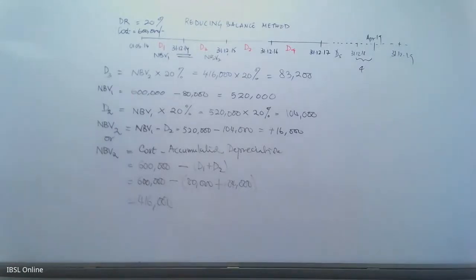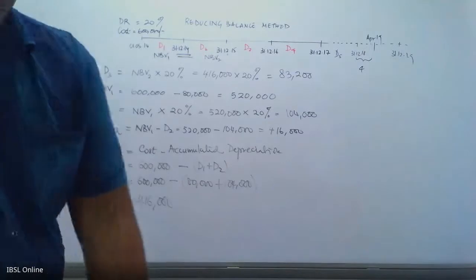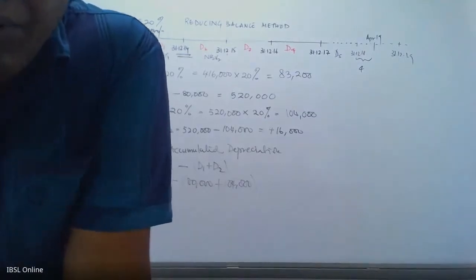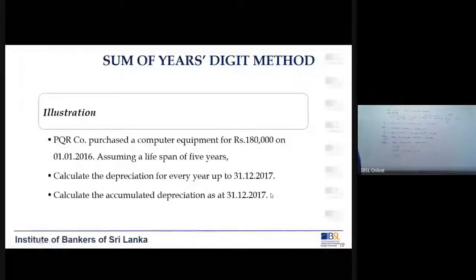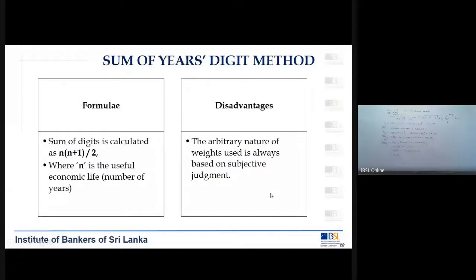Now let's get on to the next method, which is the sum of digits method. Right, so what does that say? We'll come to the example, but before that, we said that these are scientific methods, but of course it's not very scientific, but mathematical to some extent.